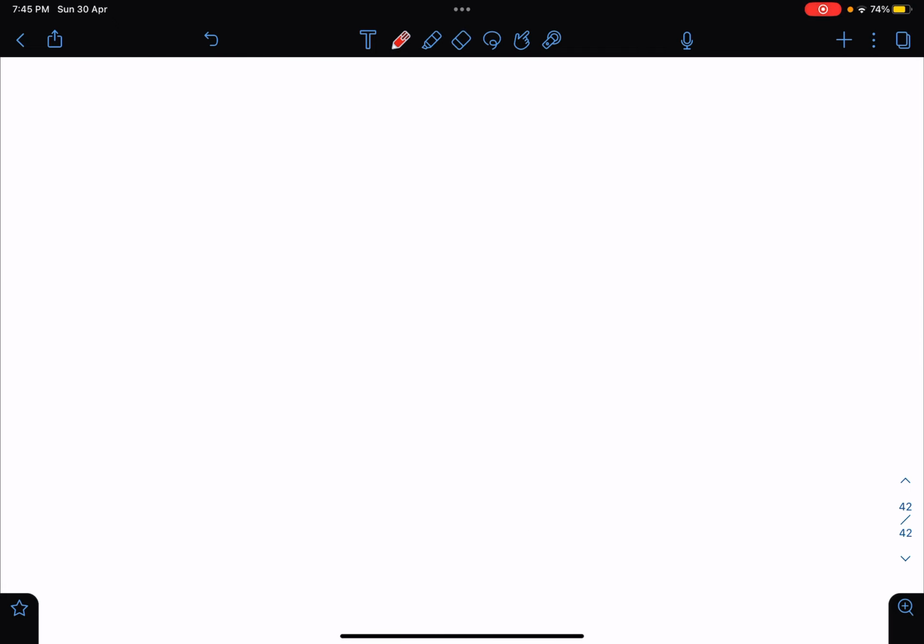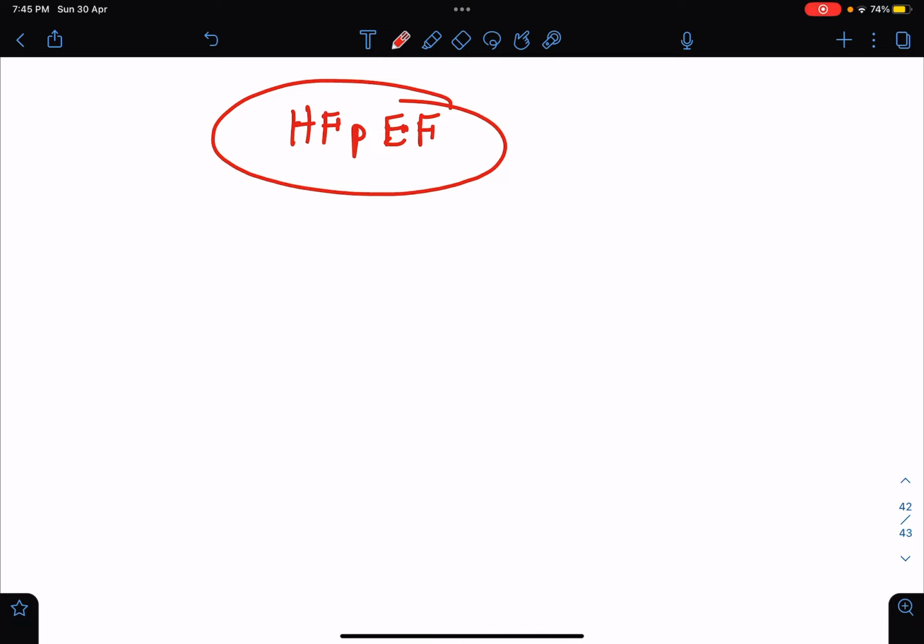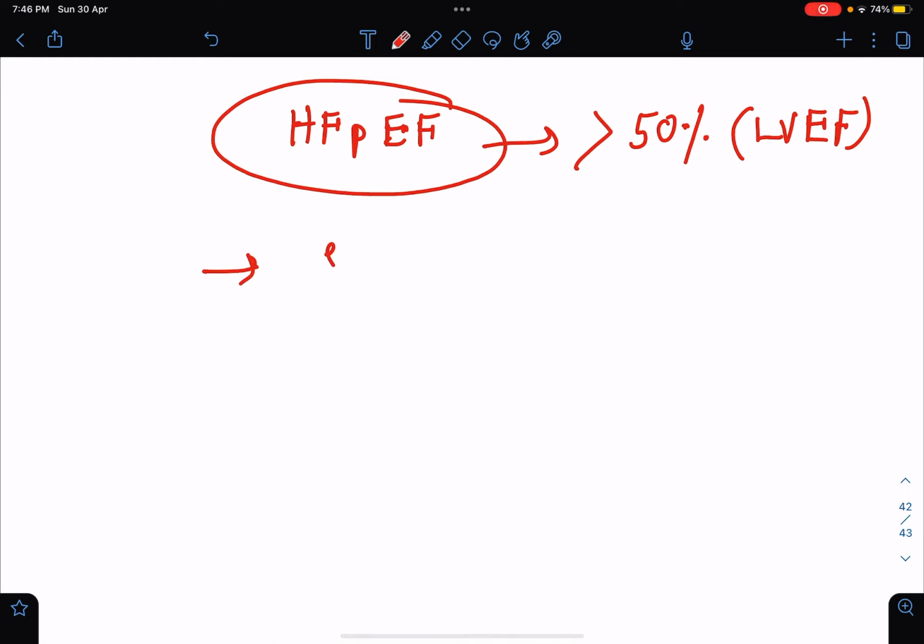Lastly, I will talk about the management of heart failure with preserved ejection fraction. So what are the drugs we use for heart failure with preserved ejection fraction? It means when the LV ejection fraction is more than 50%. So most importantly, we should be using SGLT2 inhibitors. What is it? It is sodium glucose cotransporter 2 inhibitor, SGLT2 inhibitor.